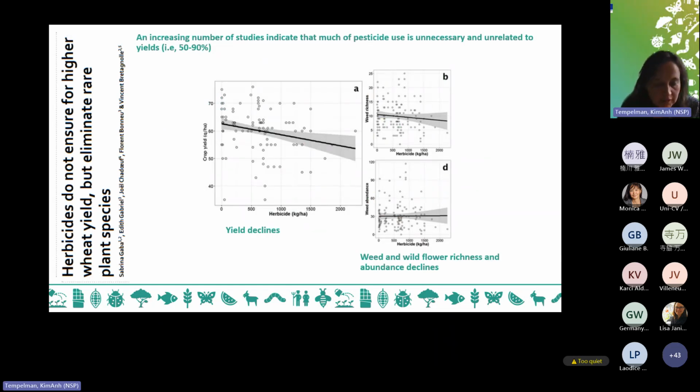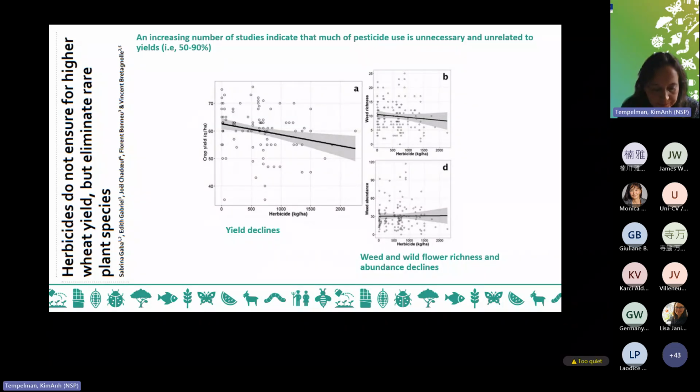On this slide, on the right side, you can see that the increased use of herbicides has a large impact on the abundance, on the richness of weeds. And many of these weed species are actually wildflowers that are important for agriculture because they often provide a habitat to associated biodiversity species that are crucial for the production of food.